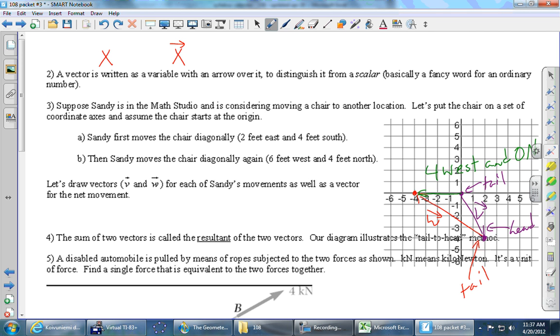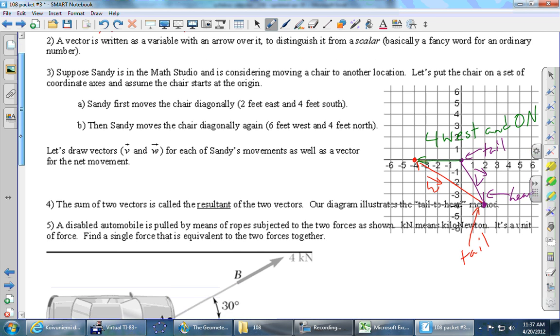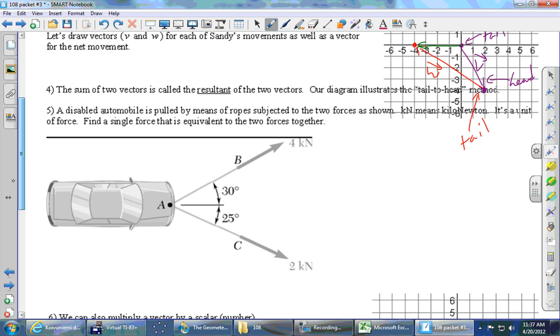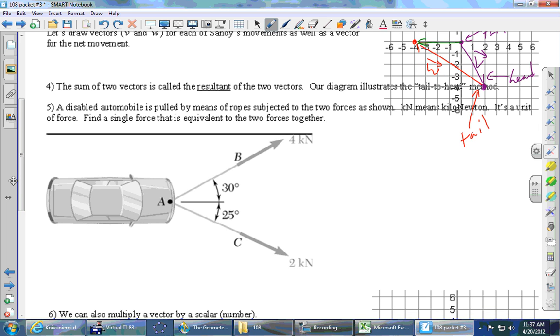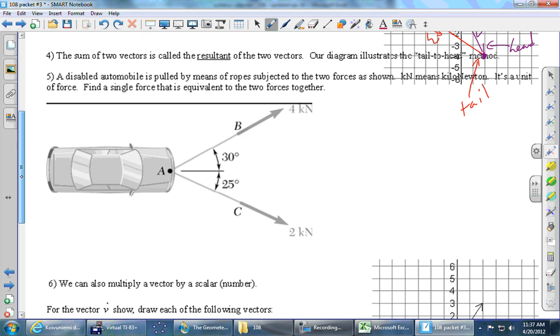Okay, let's try 5. We're over to Todd. Okay, so let's take a look at this picture right here. So we've got this car and it's being towed, and maybe you have two people pulling it, or maybe you have two machines pulling it.